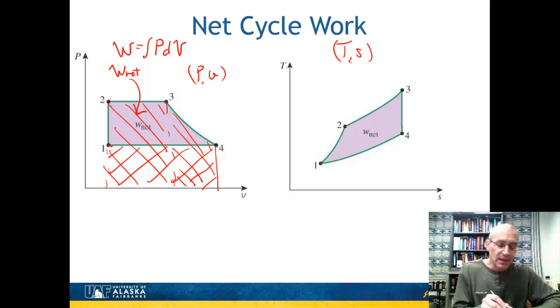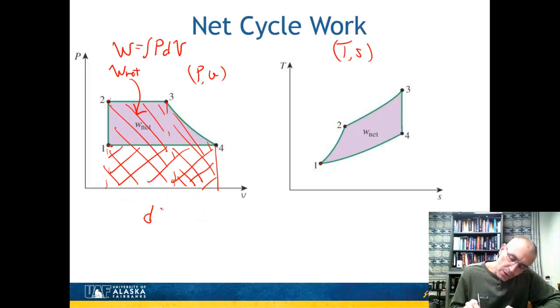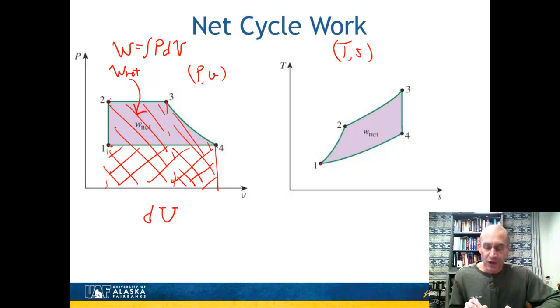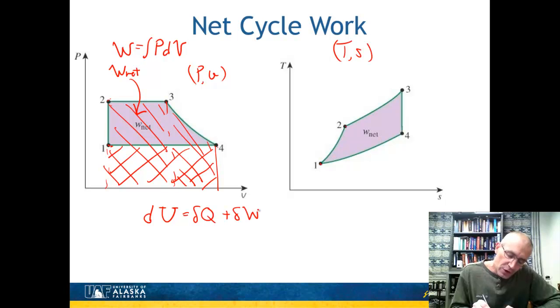Well, one of the interesting things is that the area underneath this TS curve is going to have the same area as the PV curve. And so if you're wondering why that is, well, remember that from the first law, dU, some small change in the internal energy, is going to be delta Q and delta W.